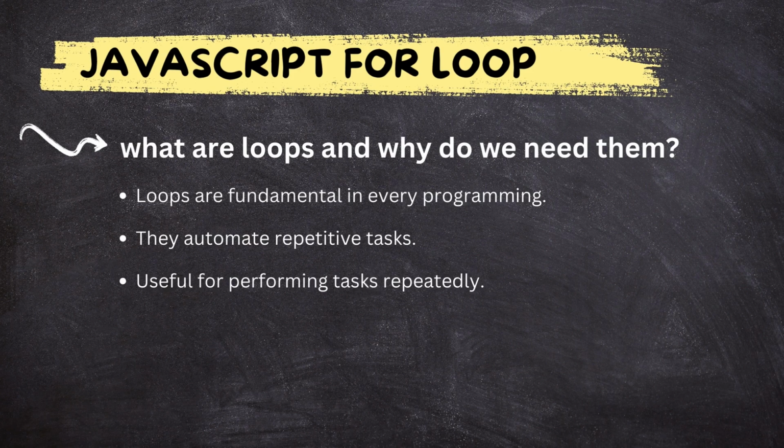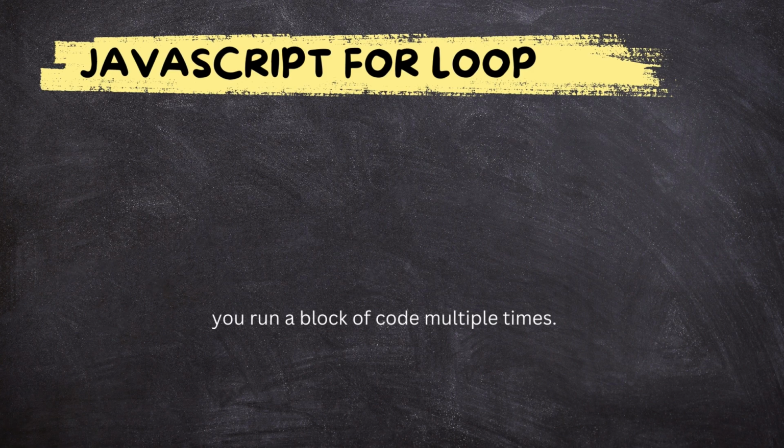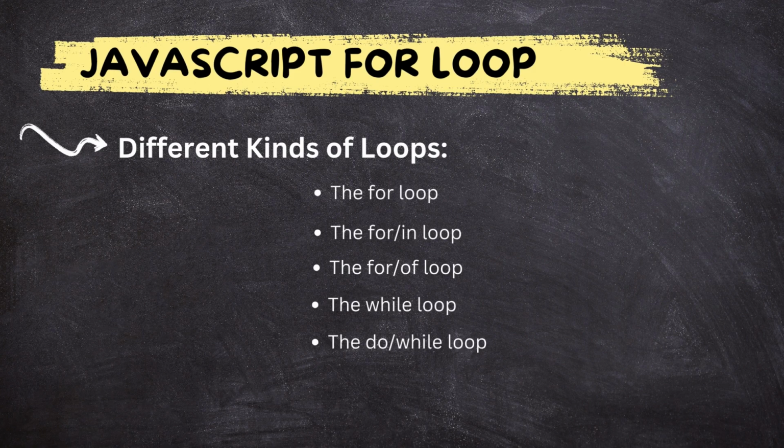But thanks to the invention of the washing machine, you can just put your clothes in, press a button, and let the machine do the work for you. That's exactly what loops do in programming. They let you run a block of code multiple times without having to write it over and over again. This makes our code more concise, efficient, and easy to maintain. Now, in JavaScript, we have different kinds of loops, each with its own syntax and purpose. In this video, we will focus on the for loop, which is the most common and versatile type of loop.